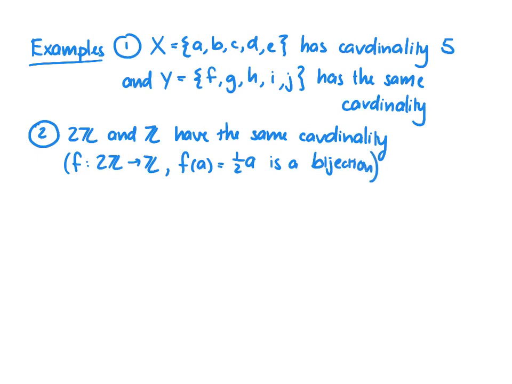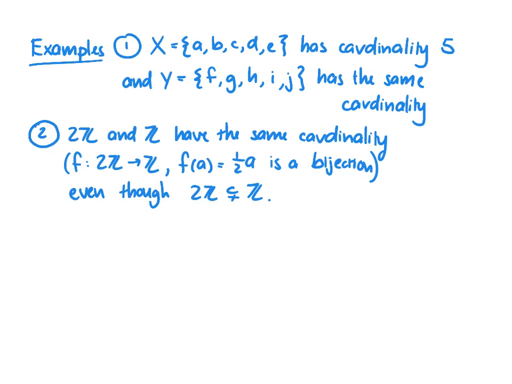So these two sets have the same cardinality, even though 2z is a proper subset of z. Z contains all the elements of 2z, and it contains extra ones as well, but in terms of cardinality, these are actually the same. So things can be a little strange when we're talking about infinity. That's the thing to remember here: I have one set that's a proper subset of the other, but because they're infinite, they can still have the same cardinality. And that's not true for finite sets, but it is possible for infinite sets.